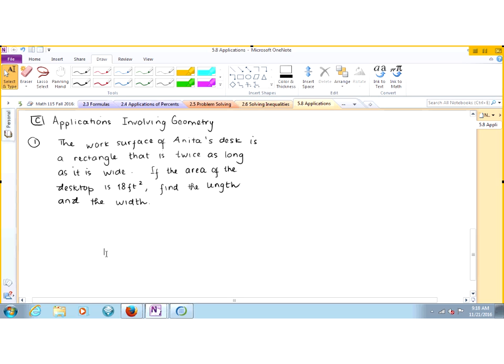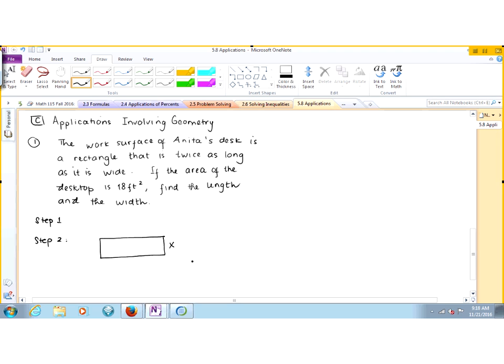So, can you imagine her desk? What happened to the desk? Is it longer or wider? Longer. How much longer? Twice. Yes. So let's see this. So step 1, step 2. Now we could draw, right? We could draw the desk surface, the surface of the desk.